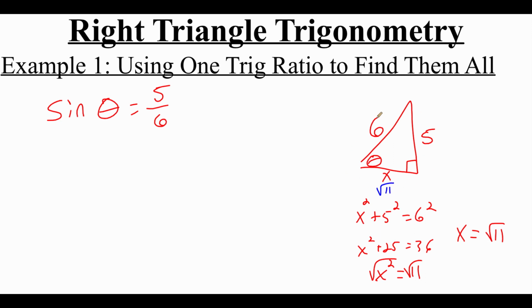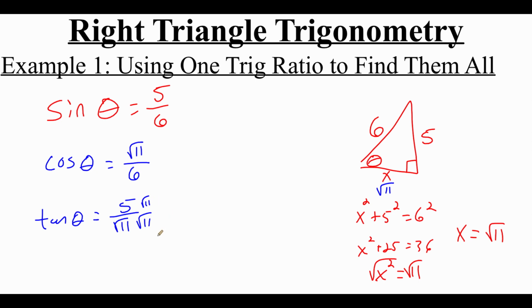Now I should be able to use this triangle to set up the rest of my trig ratios. So the cosine of theta would be the adjacent side, which is root 11, over the hypotenuse of 6. The tangent is going to be the opposite side over the adjacent side. So we would have 5 over the square root of 11, but we don't typically like to leave radicals on the bottom of a fraction, so I'm going to rationalize this denominator by multiplying top and bottom by that square root of 11, so I really end up getting 5 root 11 over 11.